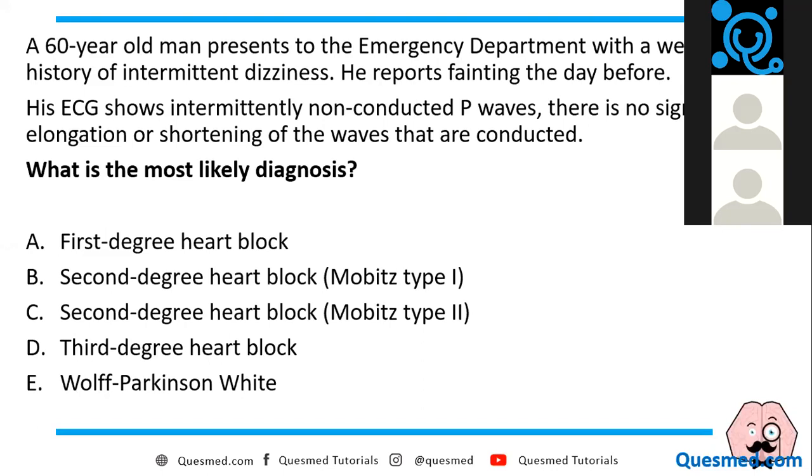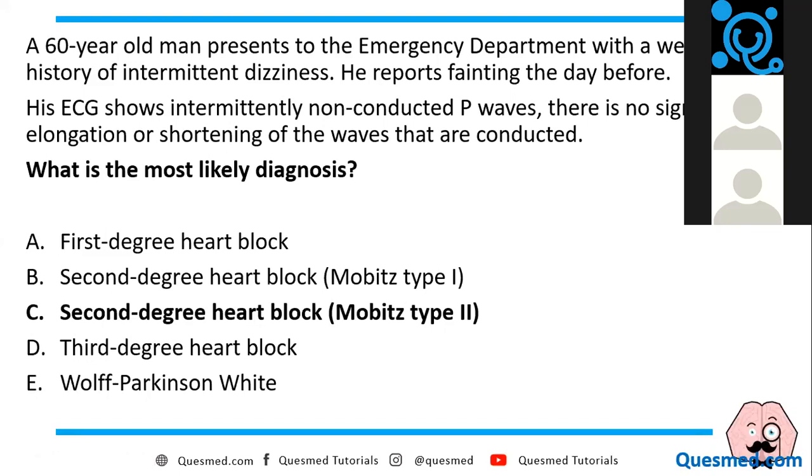Okay, so this one's fairly split. You've got 40% going for C, which is second degree Mobitz 2, with the next most common answers being B and D. Heart block is one of those things that often confuses people, and you need to be able to identify it on an ECG and to be able to define it. So the correct answer is C.